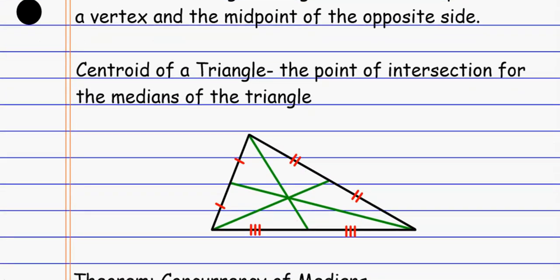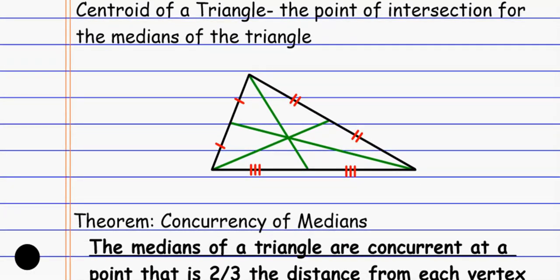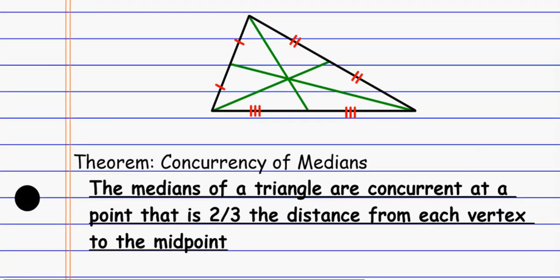And the centroid is the point of intersection of the medians, but it's special because of how we measure. We can think of this a bunch of different ways, but this is how it's stated in terms of the medians, all right? The theorem says the medians of a triangle are concurrent at a point that is 2/3 the distance from each vertex to the midpoint, all right? And that's probably the worst way for students to think about it as they're trying to solve problems. It's the way that it's stated, but we can think about it in a bunch of other ways.